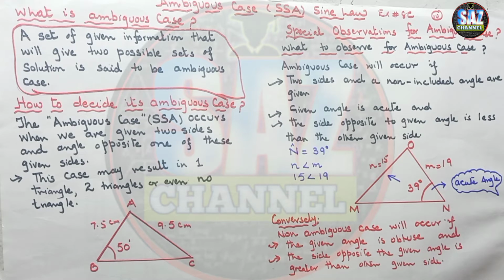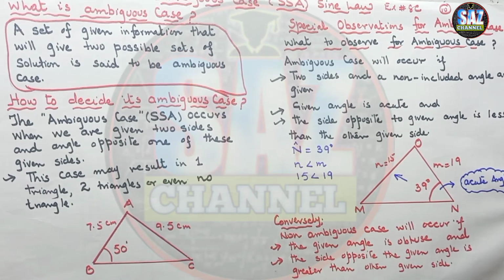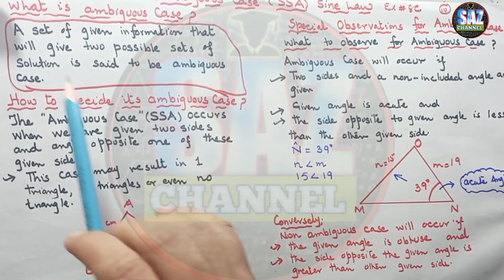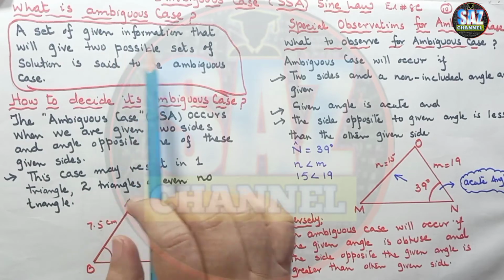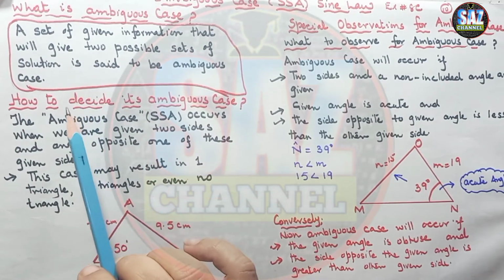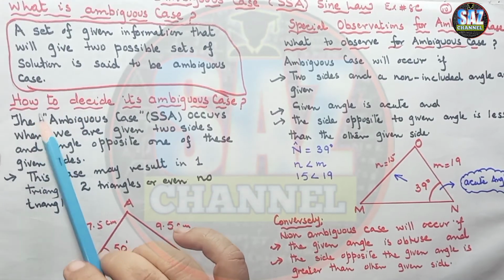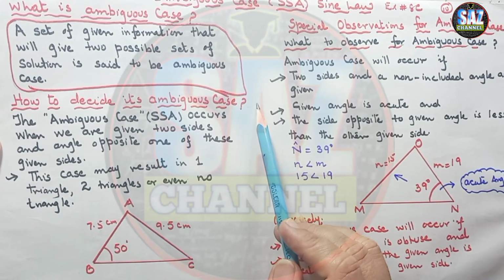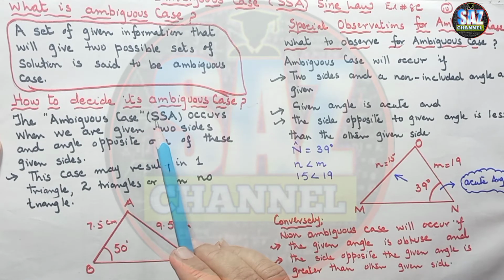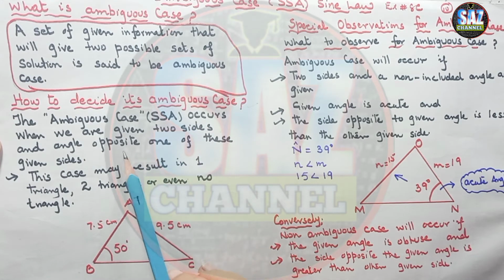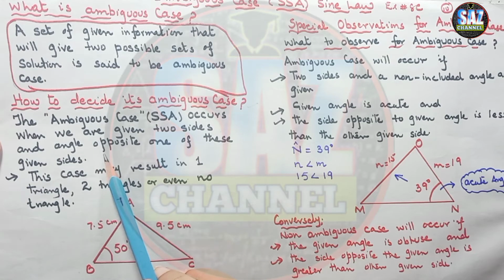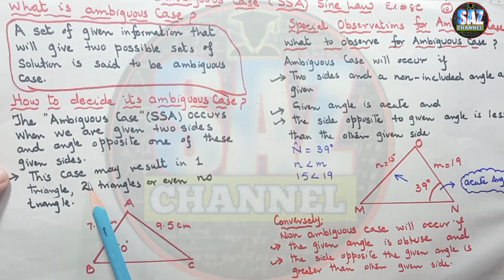of CA examination. Coming to the question, what is the ambiguous case? The ambiguous case is the set of given information that will give two possible sets of solutions. Then coming to the question of how to decide it's an ambiguous case. The ambiguous case side-side-angle occurs when we are given two sides and an angle opposite one of these given sides. This case may result in one triangle, two triangles, or even no triangle.